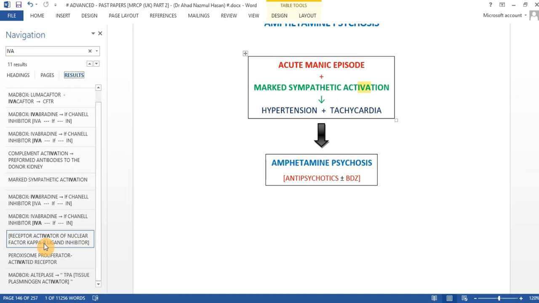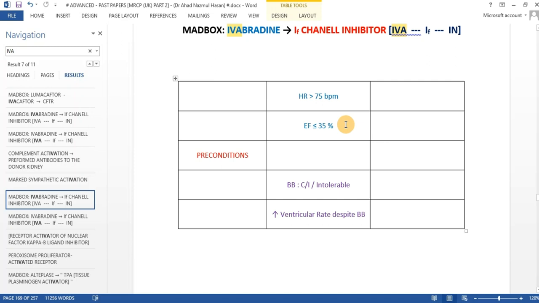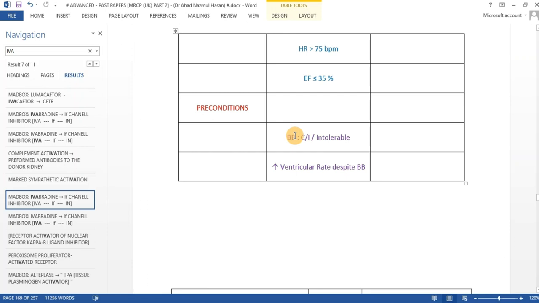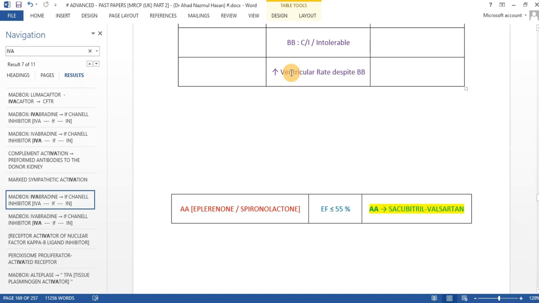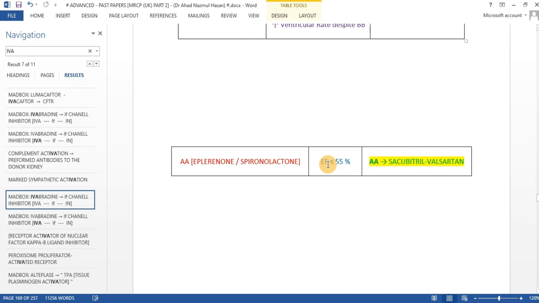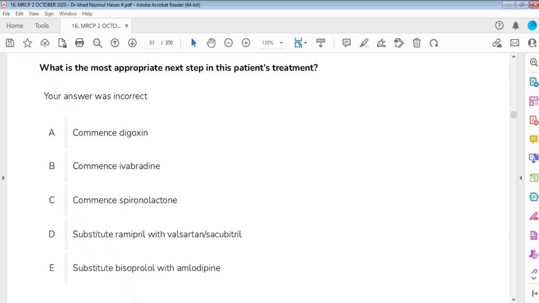One is the heart rate should be greater than 75 beats per minute. Ejection fraction should be less than or equal to 35%. And if the beta blocker is contraindicated and/or not tolerable, or if there is elevated ventricular rate despite beta blocker. And in case of aldosterone antagonist, they can be given if the ejection fraction is less than 55% here.